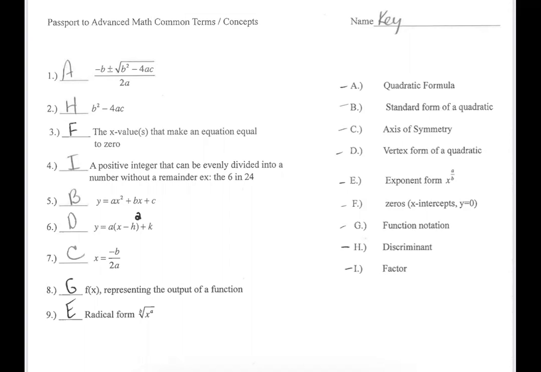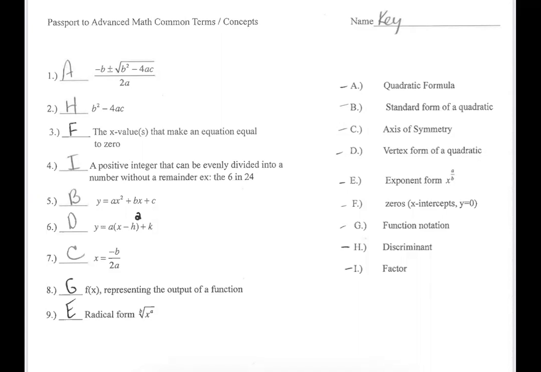Number 3, we have f, which is the zeros, the x values that make an equation equal to 0, which would also be known as the x-intercepts. And anytime a graph or a line crosses the x-axis at the x-intercept, that means the y value is 0. So the x values that make the equation equal to 0, or the y value is 0.